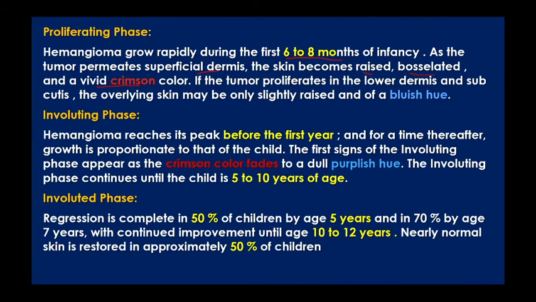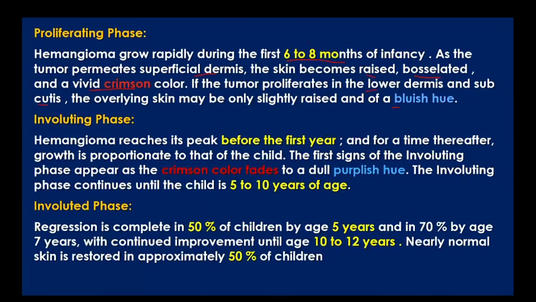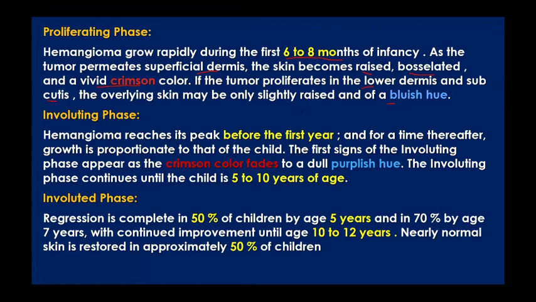And if the tumor proliferates in the lower dermis and subcutaneous region, the overlying skin may be only slightly raised and bluish, with a bluish hue. So it is proliferating, it grows in size for a period. Then involuting: it starts to regress and decrease in size before the first year.